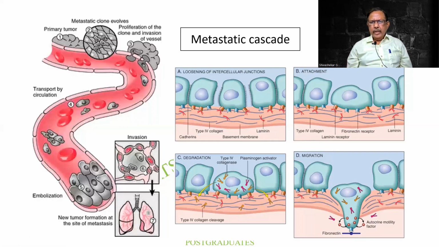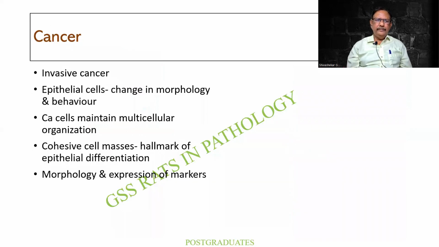But then what I was having in mind until now was that epithelial cells can be replaced by epithelial cells, mesenchymal by mesenchymal cells. There is absolutely no relation between the epithelium and the mesenchyme. But here it is the other way around. In epithelial cells, there is a change in the morphology and the behavior. The carcinoma cells maintain multicellular organization. They are cohesive cells, which is the hallmark of epithelial cells. And the morphology and the expression of markers are intact.